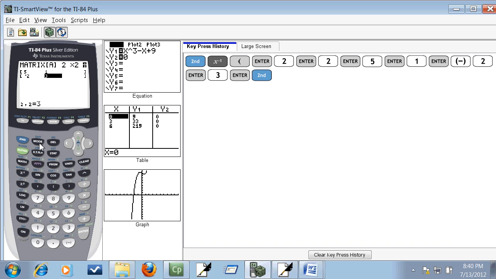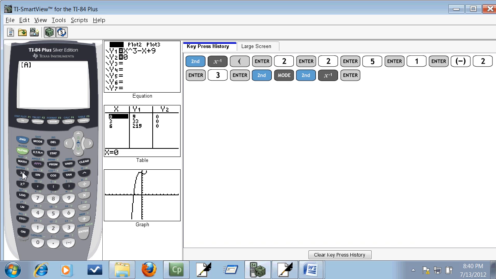And then I want to exit out, so I do a second mode. That's just the entry part. You want to make sure you exit out, so you do a second mode. Now let's go ahead and find our inverse. So I'll go second x to negative 1. Now we're under names. A is already highlighted, so we'll press enter on A.